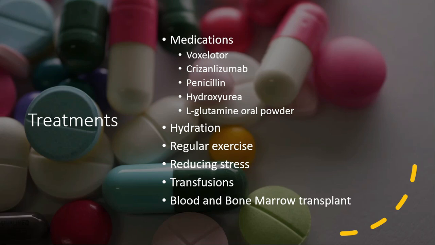Hydration helps to keep cells from deforming. Regular exercise and reducing stress helps to reduce pain crises. Transfusions help to treat and prevent complications, and blood and bone marrow transplants are the only cure for sickle cell disease. They are risky in adults, and individuals must have a matched donor.